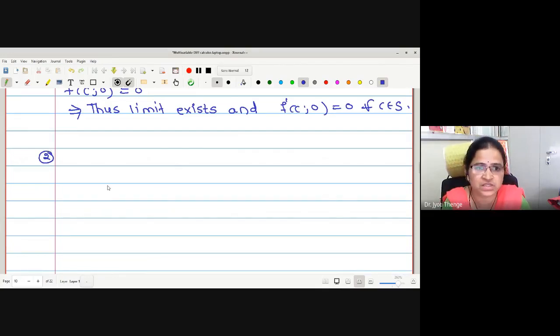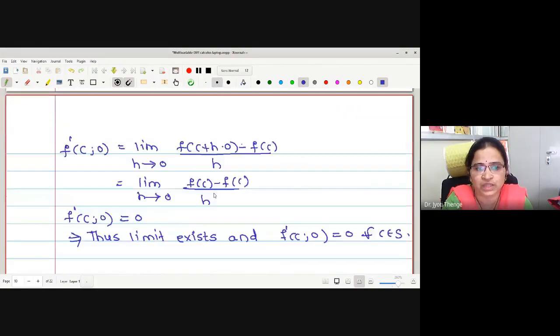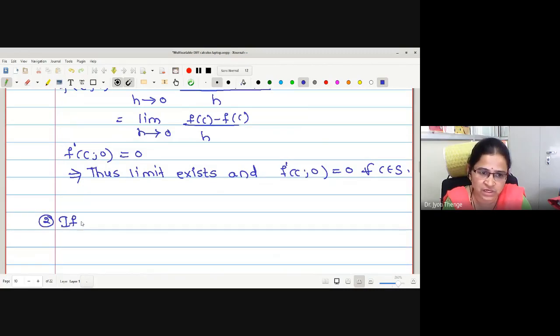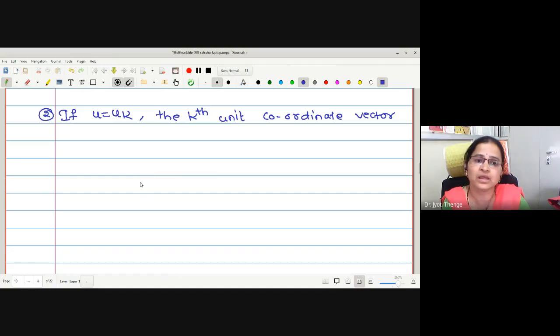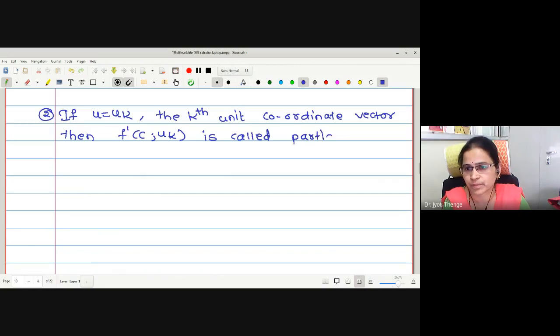One more remark says that whenever this u in the directional derivative we were considering is uk, what is uk? This is the kth unit coordinate vector. I think all of you are familiar with the standard basis of unit vectors. So uk is the kth unit coordinate vector, then f dash of c comma uk is called the partial derivative and denoted by dk f at the point c.